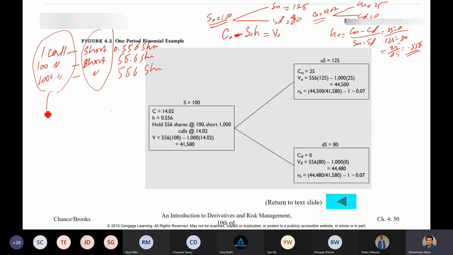If I am selling the calls, here I have a buy position in the call, and then I'm selling the shares. But if I am selling the calls, then I need to actually buy the shares. So to hedge, I need to have the opposite position in the call and the shares.